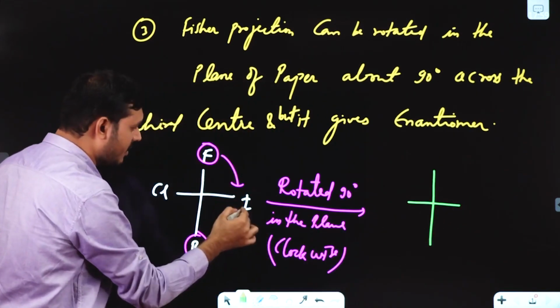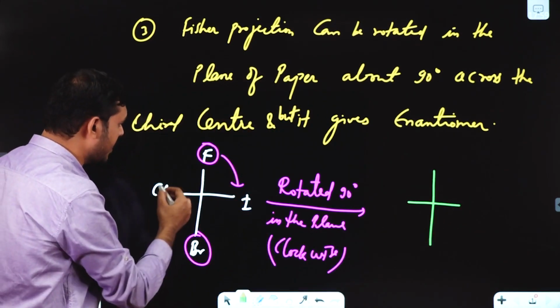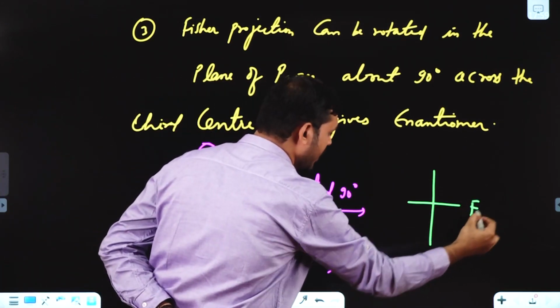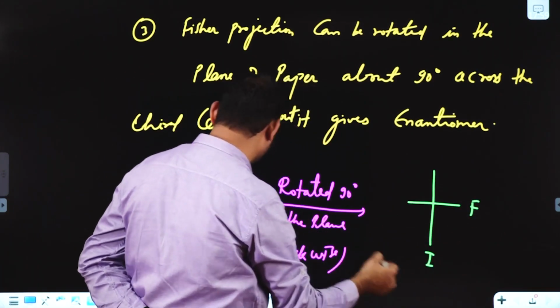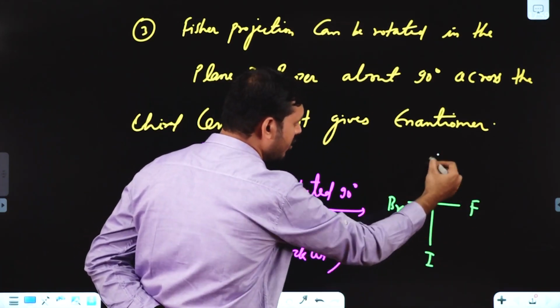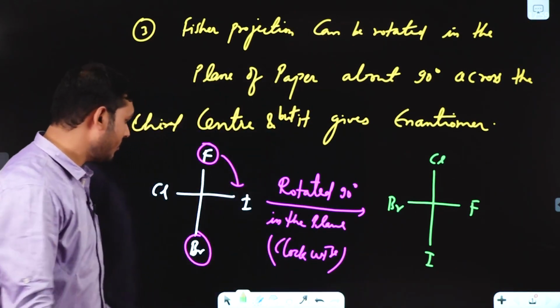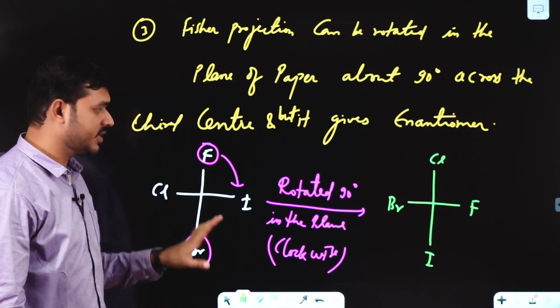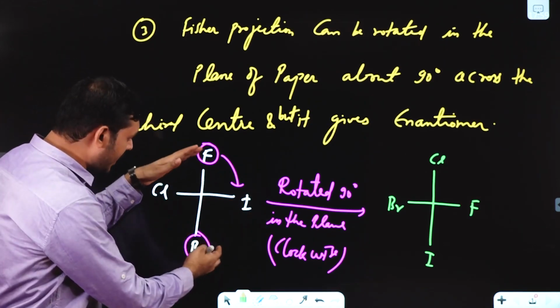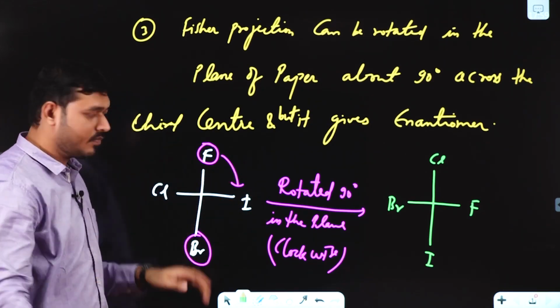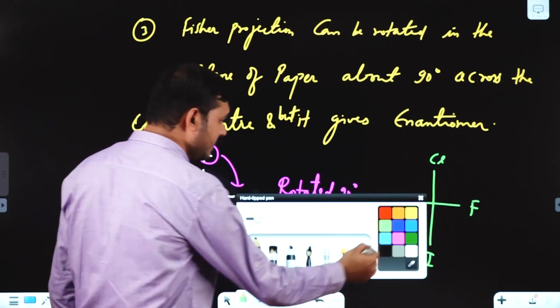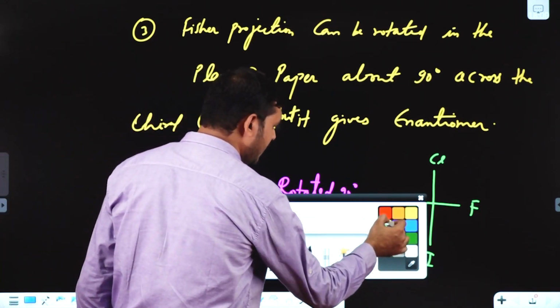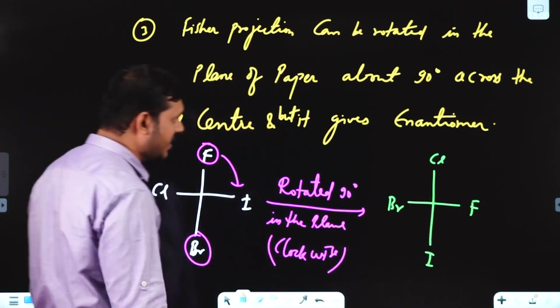What are you going to get? See, this fluorine will come here, this iodine will come here, bromine will come here, and chlorine this side. So iodine comes here, this bromine comes here, chlorine comes here, and fluorine comes here. Clear? Just rotate it 90 degrees. Now let's check whether it is identical or it is an enantiomer.